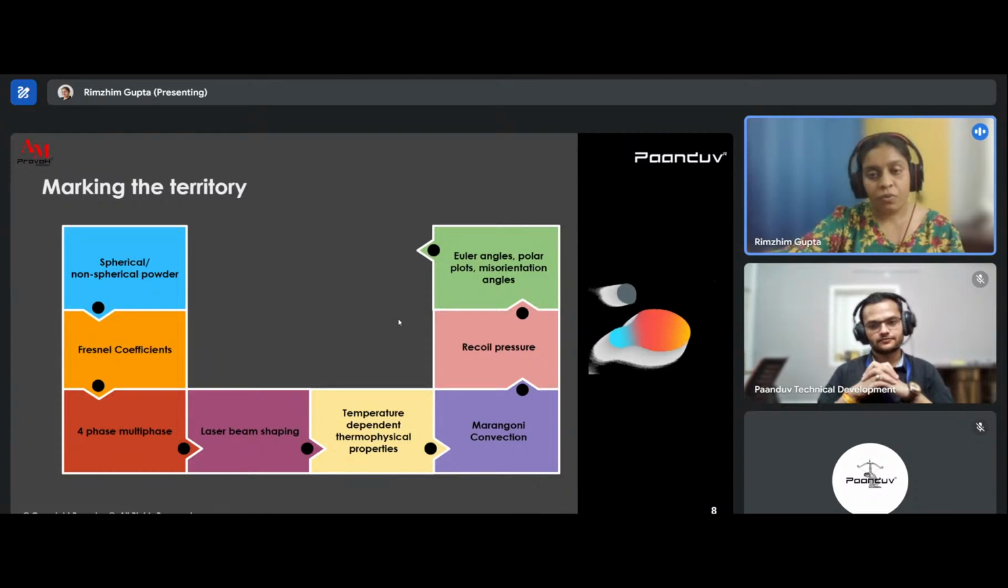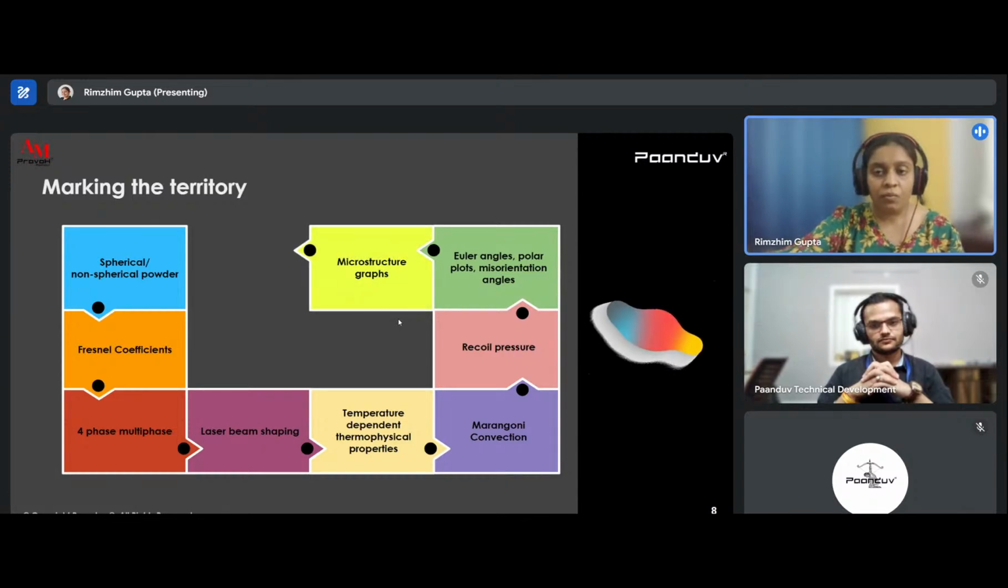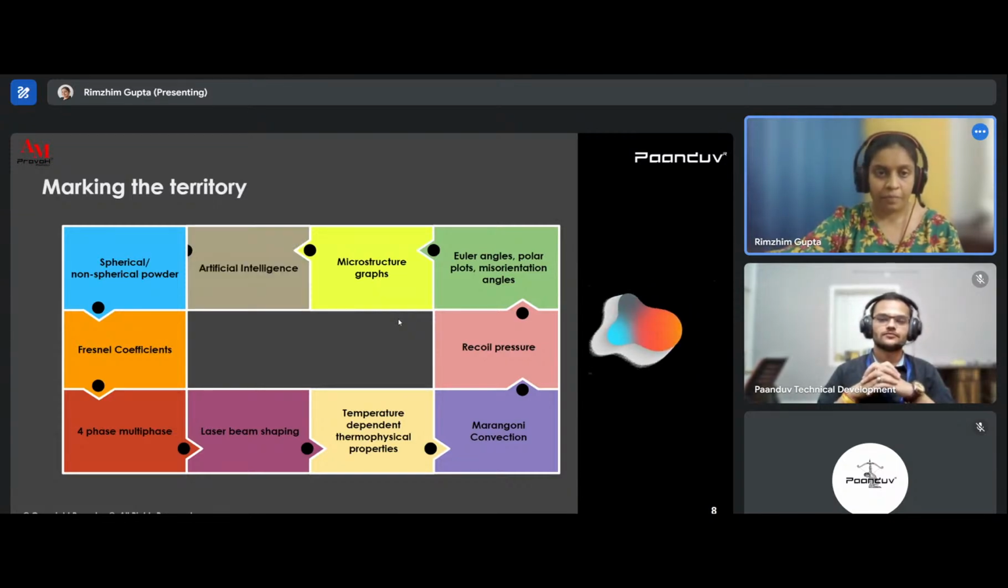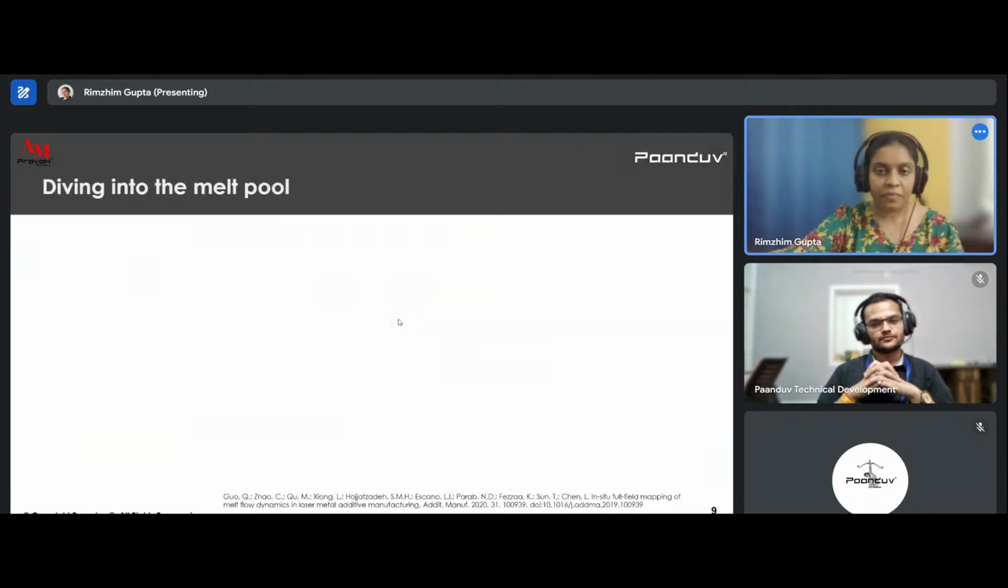We also have the module of microstructure analysis, which gives you Euler angles, polar plots, and misorientation angles as the result, through which you can get the 2D and 3D complete data of microstructure with the mean grain size analysis as well. And finally, last but not the least, we also have the deep learning module, because for people who are generating a lot of data and do not know how to deal with this data, our deep learning module can help you with that.